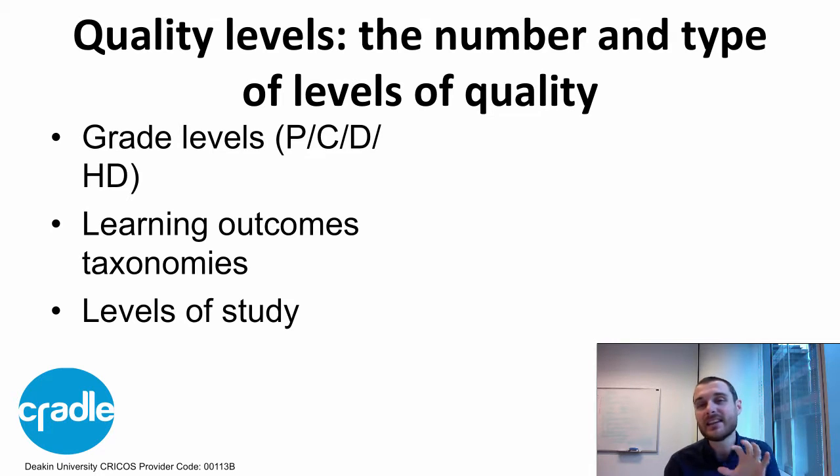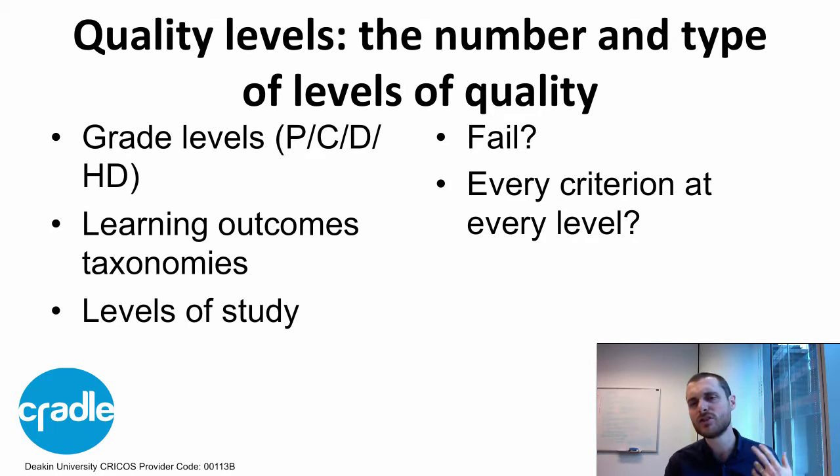Quality levels, the number and type of levels of quality. Often people do this by having the grade levels. Those are Australian grade levels: pass, credit, distinction, high distinction. You might have A, B, C, D. You could also use a learning outcomes taxonomy like Bloom's. You could have Bloom's levels up the top. You could have levels of study. This is what we expect of you at first year, second year, third year, postgraduate. Do you put fail on it? Well, that's a decision you've got to make.